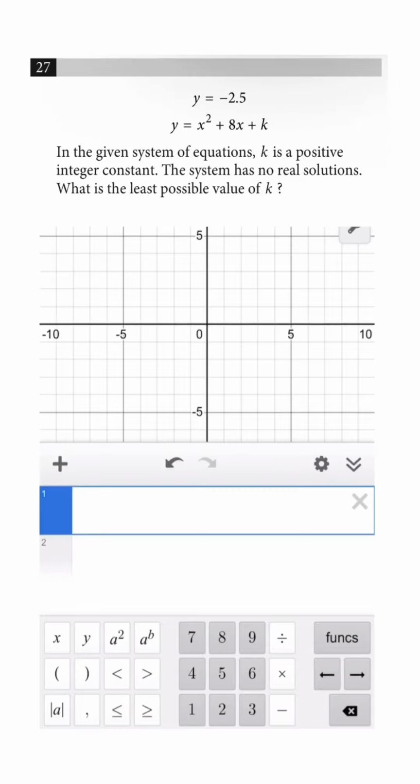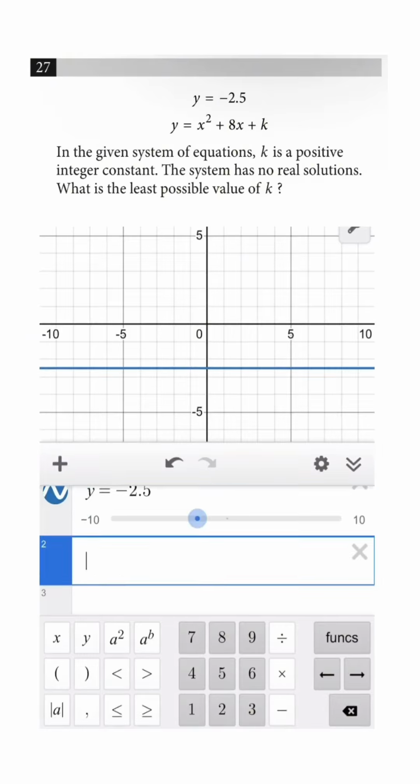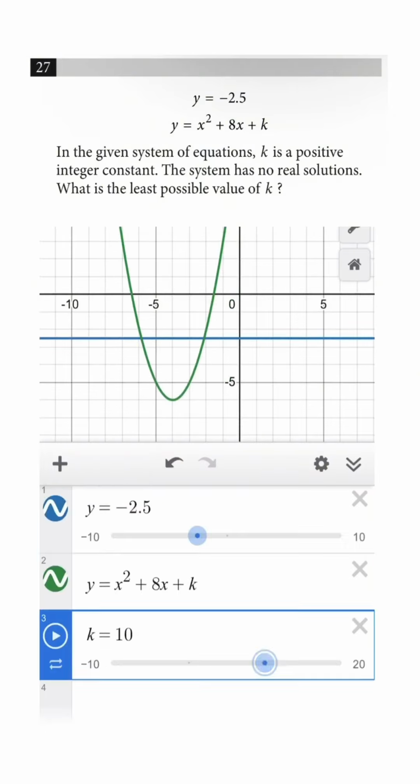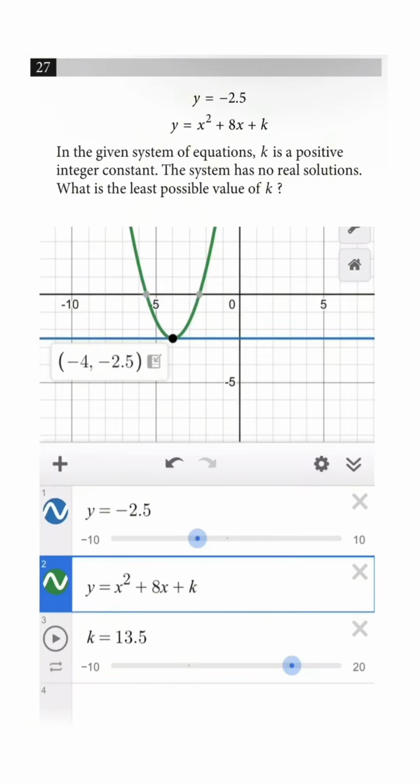We can recognize that this system having no solutions means that the quadratic has to be above the horizontal line y equals negative 2.5. So we can put both equations into Desmos, introduce k as a slider, and slide around, changing the upper bound so we can keep sliding until we see that the quadratic intersects the line exactly when k equals 13.5, which means any value of k bigger than 13.5 results in no solution to the system. So the smallest possible integer value of k is 14.